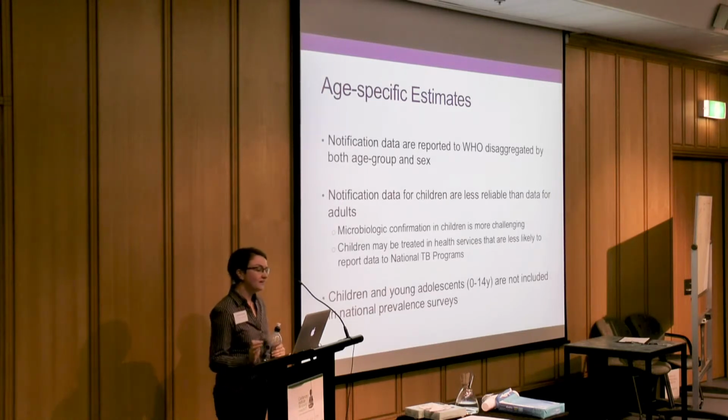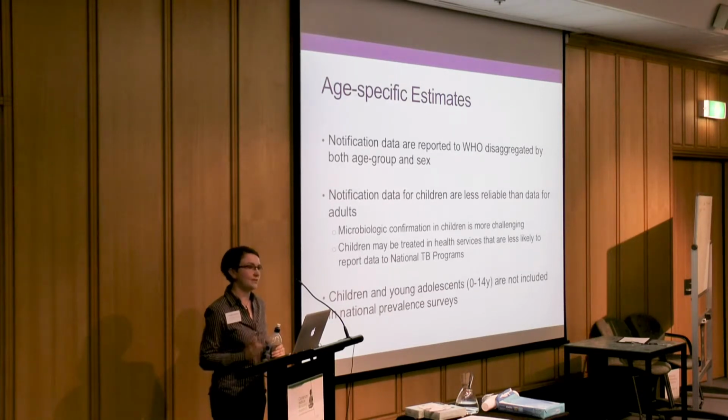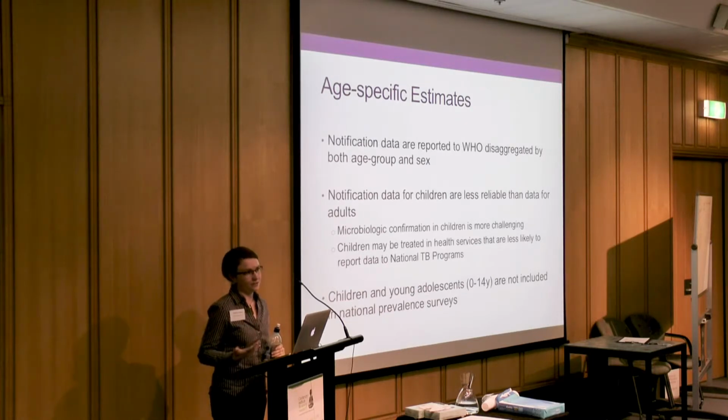On top of that, while you know that TB data on children are normally unreliable, you almost never know exactly how unreliable, because children are never included in national TB prevalence surveys. So you're always in this worst case scenario of you know that you can't necessarily trust the data, but you have no idea how far off it is.